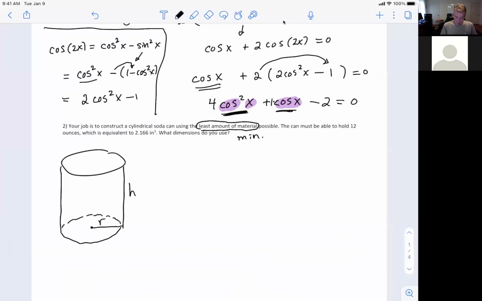And with these word problems, there's a part where you do algebra, and then there's a part where you do calculus. First of all, if it's going to be 12 ounces, well, that's equivalent in cubic inches to 2.166. And then cubic inches means a volume. So the volume for a right circular cylinder.